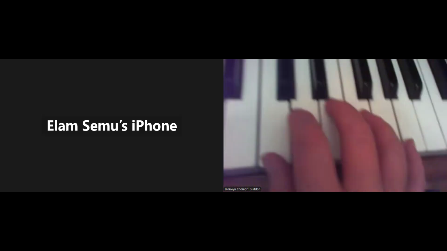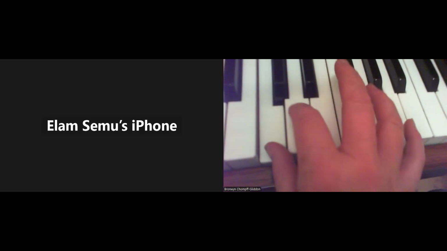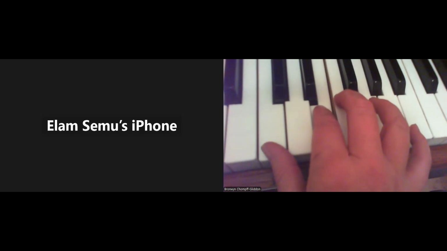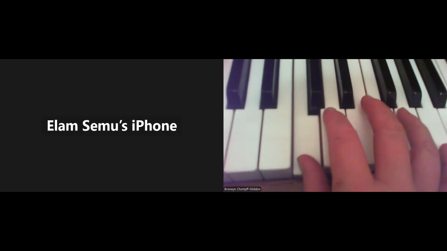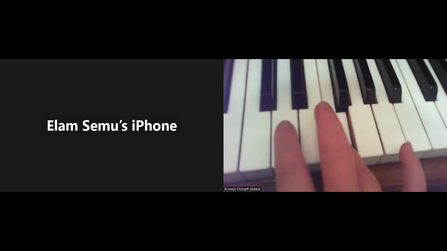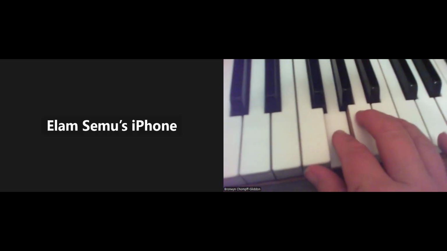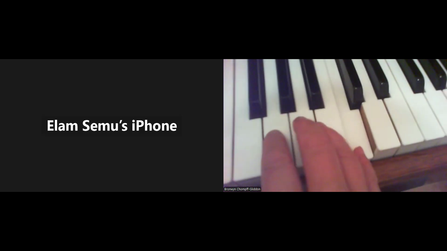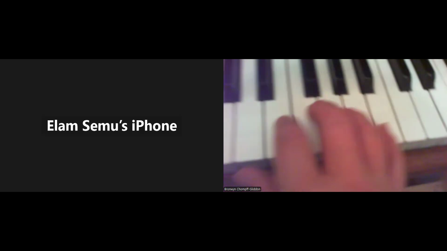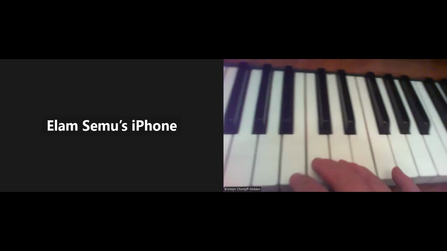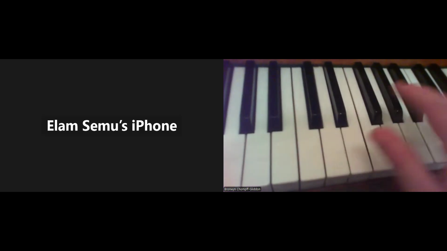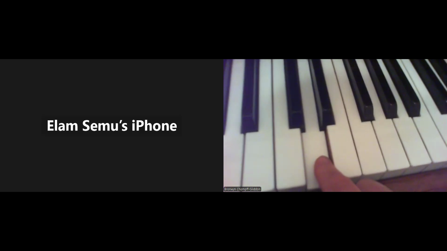So we've got our C major. Tone, tone, semitone, tone, tone, tone, semitone. So that's easy enough when they're all white keys. But what happens when you play, say, a D major?